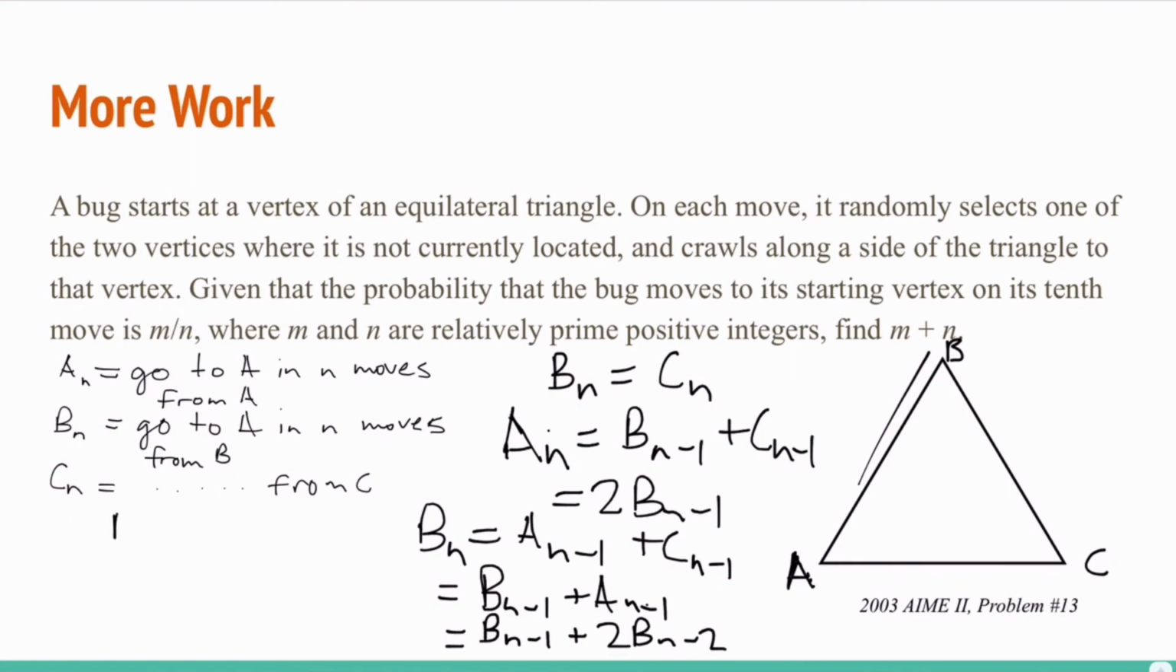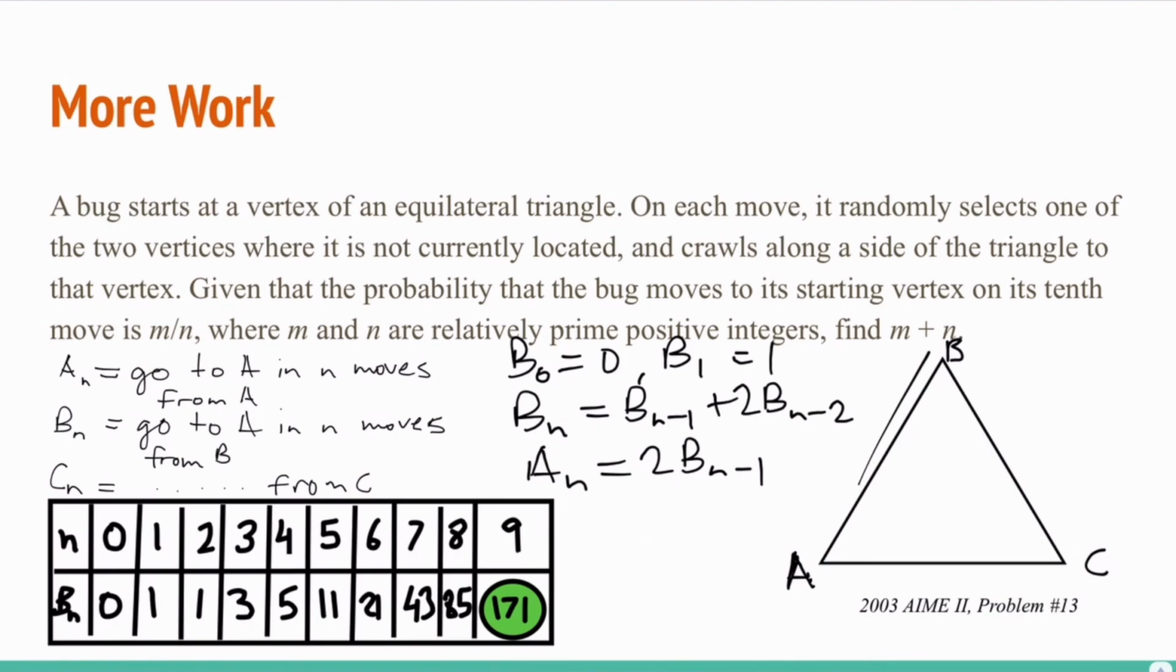Now, we know that b of 0 is equal to 0 and b of 1 is equal to 1, since there's no ways to get from B to A in 0 moves, and there's one way to get from B to A in 1 move. Now, let's make a table of values for b of n, and once we get to b of 9, we can stop since a of 10 is equal to 2 times b of 9.